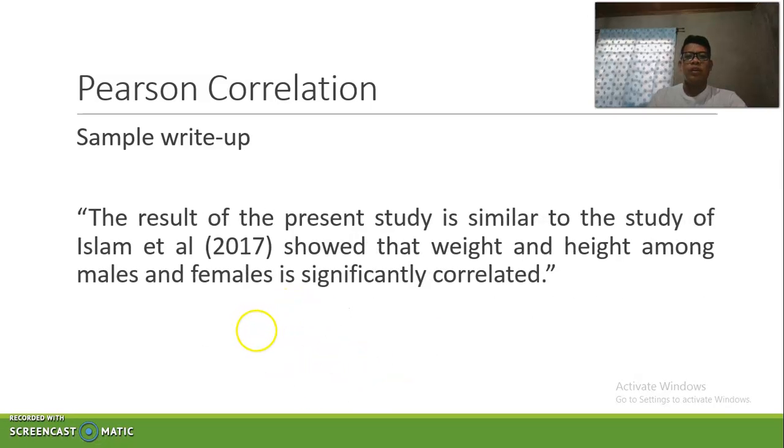Then I have also included some of the articles that would support our claim that there is a relationship between the two. The result of the present study is similar to the study of Islam et al., which showed that weight and height among males and females is significantly correlated. So this statement supported our claim that there is a relationship between the weight and height of the participants.